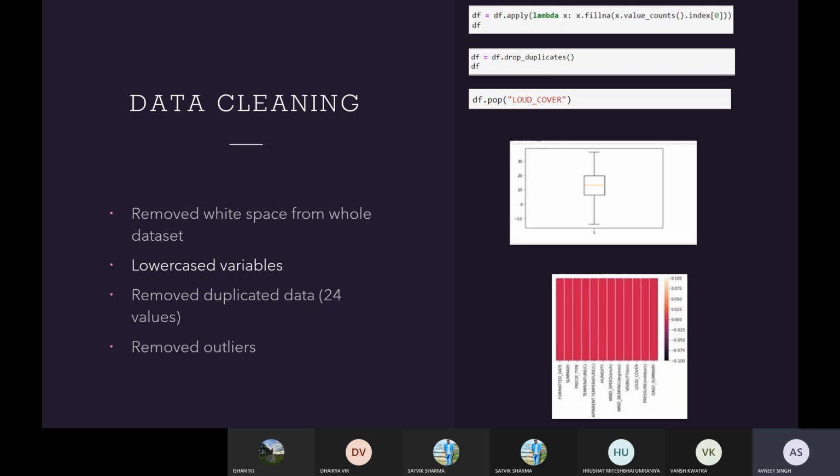As we can see, there's a box plot for the cleared outliers. There are no other outliers and the data is clean. There's also a heat map showing there are no null values inside it now. Over to Rushit.